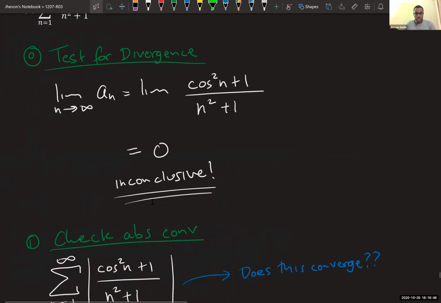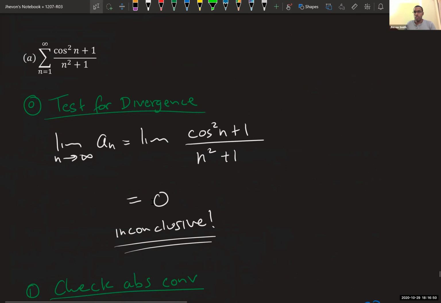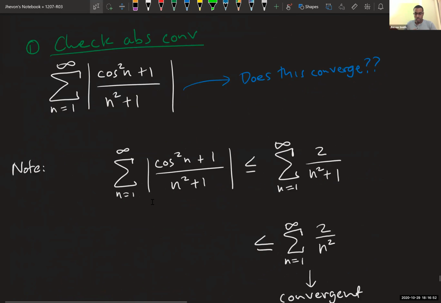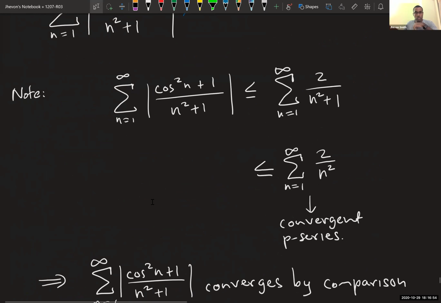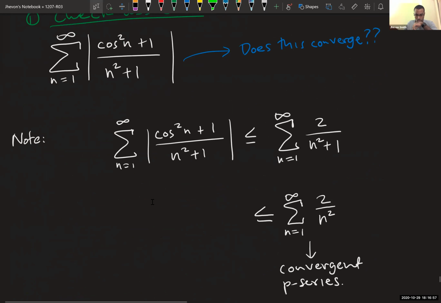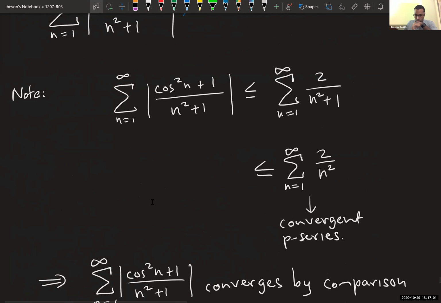Let's go on to the, yes? Sorry, can I just ask real quick, I understand the bounds and everything, but how did you get to what you rewrote as 2n squared plus 1 from computing the bounds of the cosine?